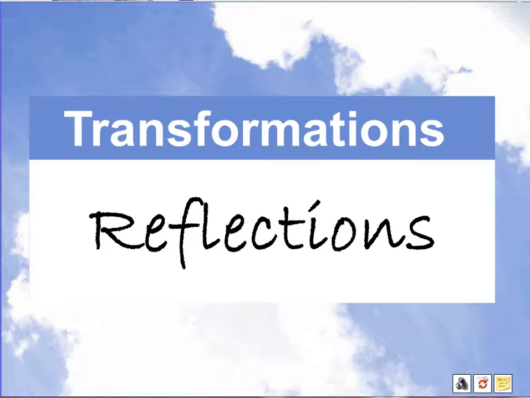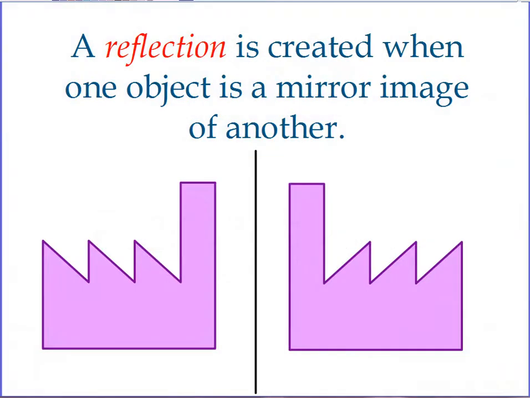Today we're going to continue with transformations and talk about our second type of transformation called a reflection. And sometimes you'll hear reflections referred to as a flip. And that's exactly what happens in a reflection. A reflection is created when one object is a mirror image of another.